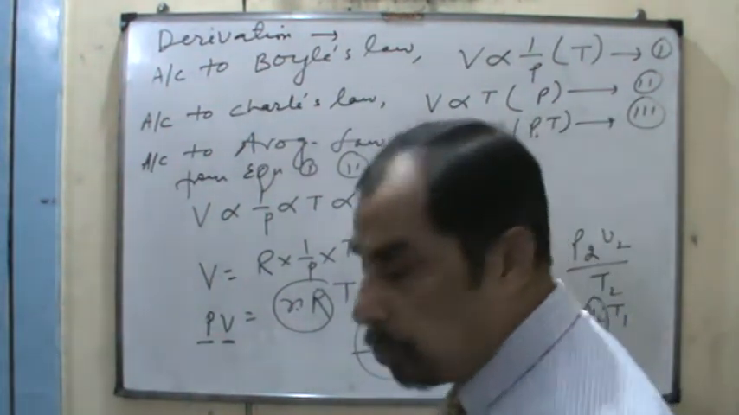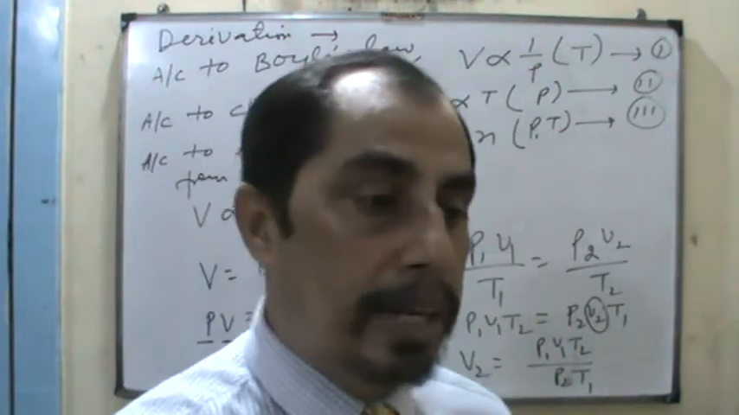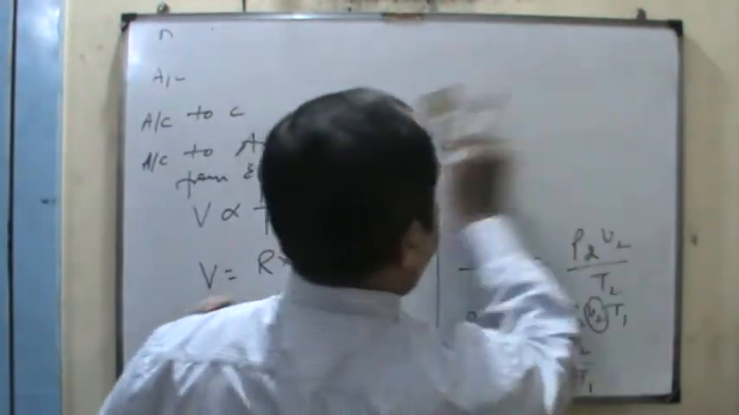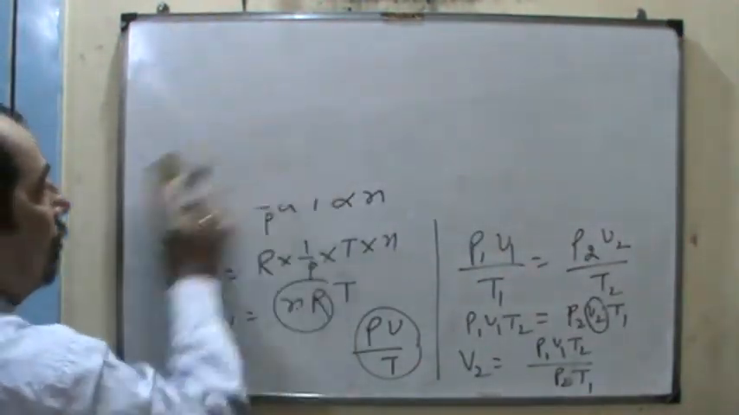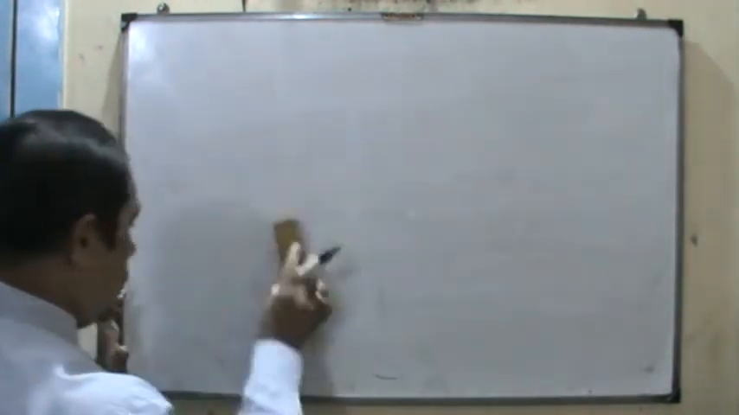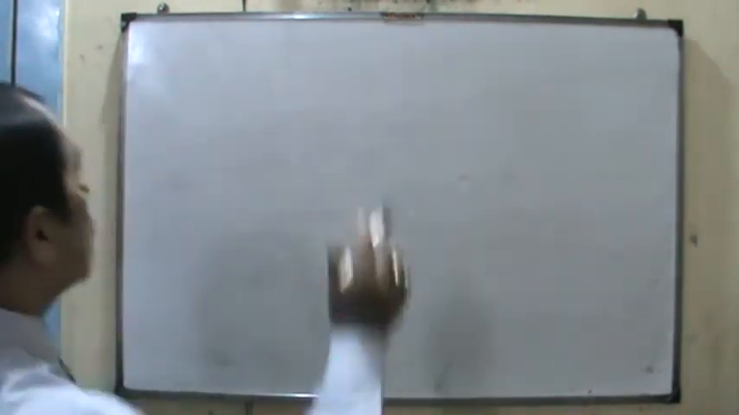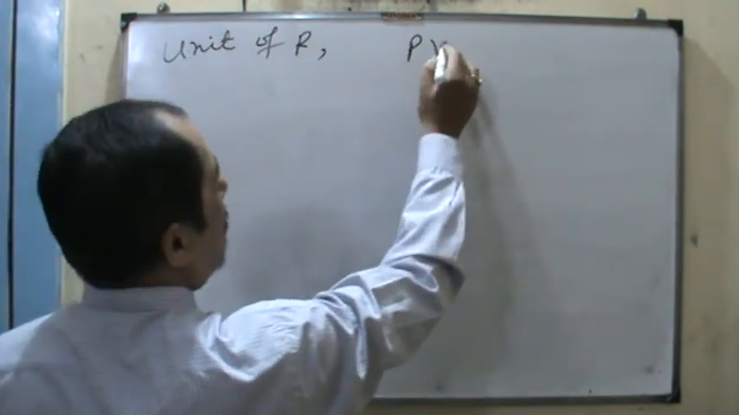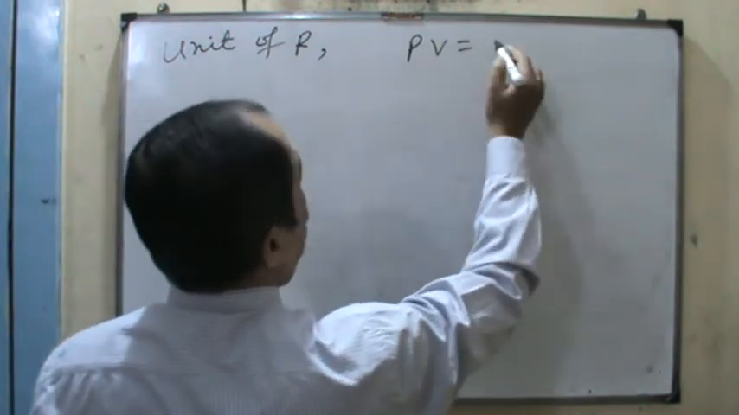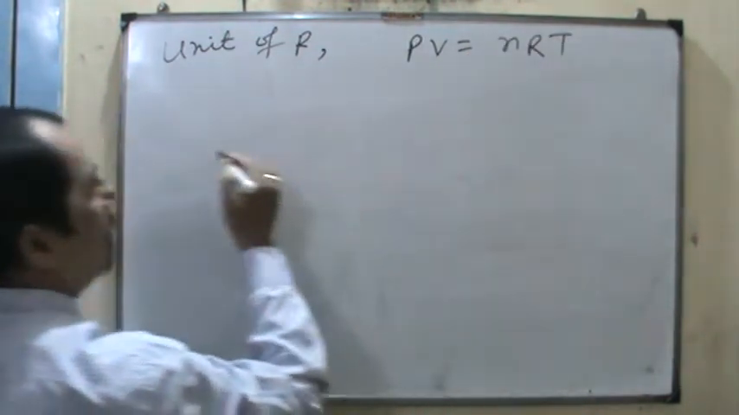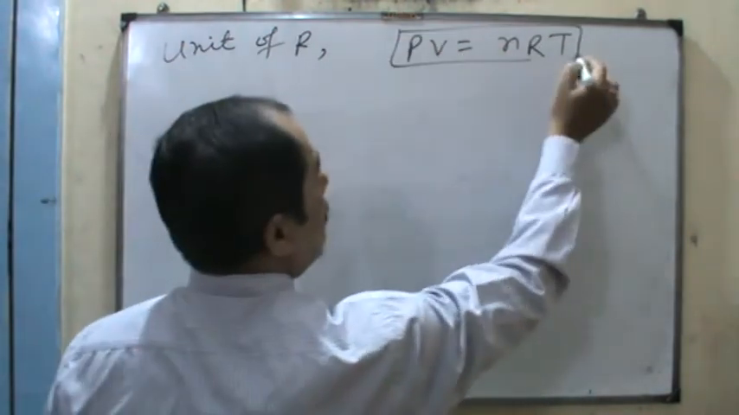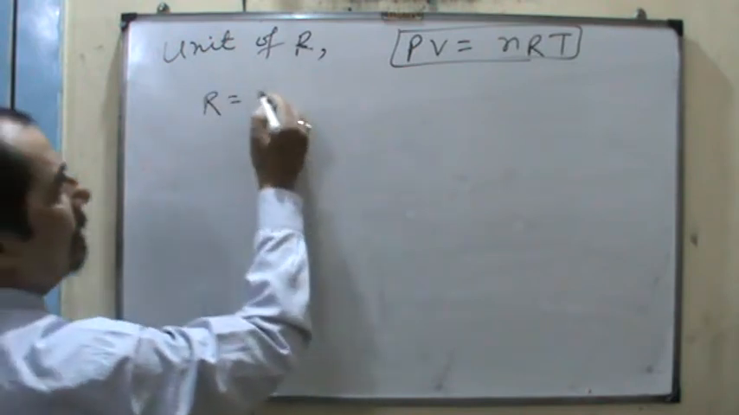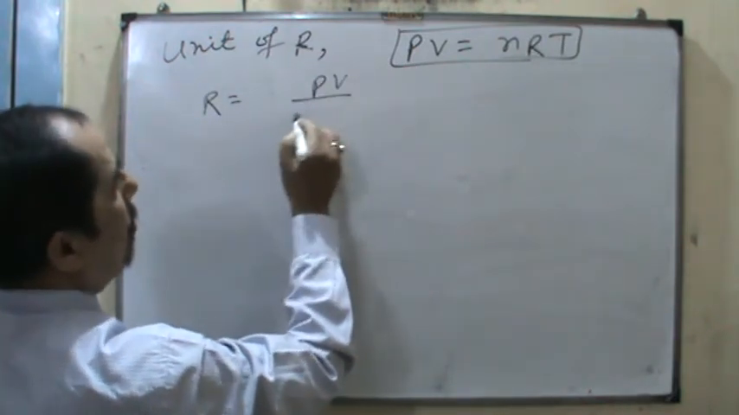Okay, now two things are important. Here you have to calculate the numerical value of R and the unit of R. So first we go for the unit of R. We know that PV = nRT. This is the ideal gas equation. Now R is the universal gas constant. So R = PV/nT.